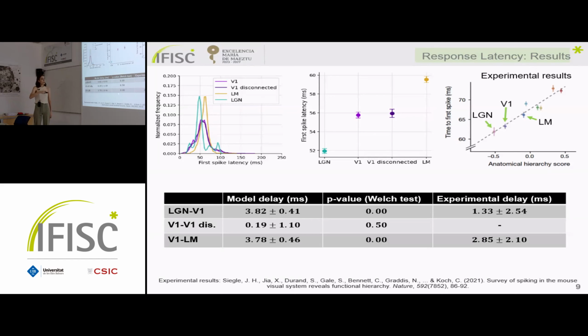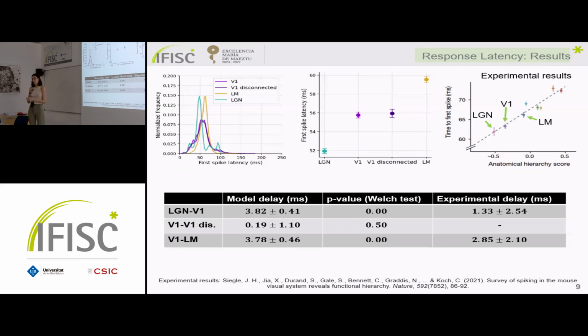And we also perform a Welch test in order to address whether the difference between regions was significant or not. We saw that the difference between LGN and V1 and between V1 and LM was significant, with a p-value smaller than 0.05. However, the difference between V1 in the connected and the disconnected model was not significant in this case. This means that for this specific visual effect, the role that top-down input plays is not making a difference, at least not a significant one.